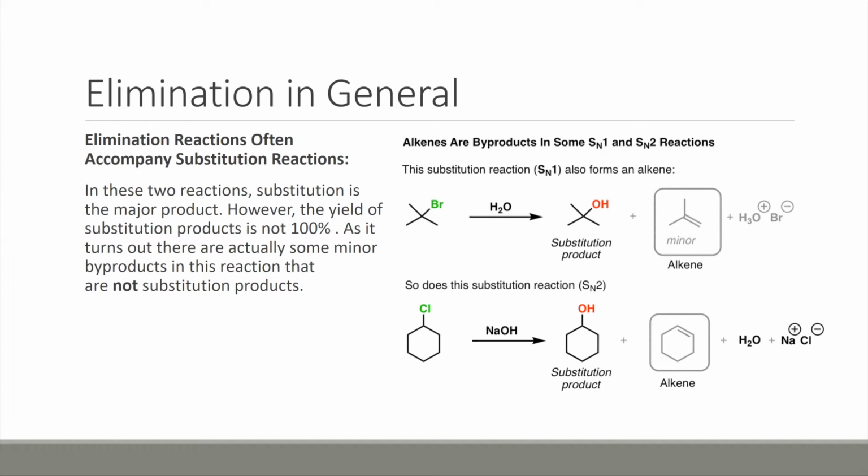So elimination reactions often accompany substitution reactions, and sometimes you actually see them as a minor product. In the two reactions shown here, substitution is still the major product, and we've talked about substitution in our previous chapters. However, the yield of the substitution product is not fully 100%. In fact, we see this minor product in each case occur. That is an elimination product in which we form a double bond.